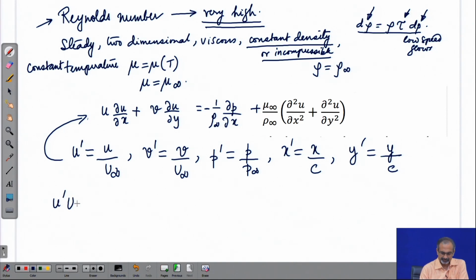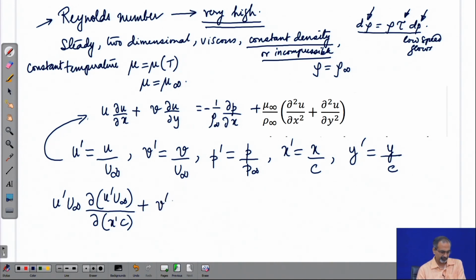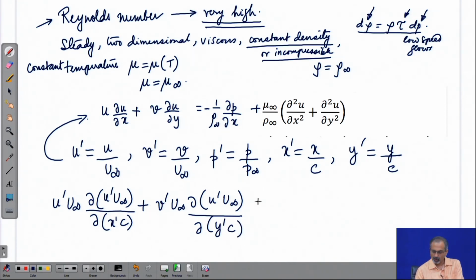You get, so every term has to be rewritten carefully in terms of the non-dimensional values, term by term you have to carefully do it. And you should all be doing it at home, so that you gain confidence and you gain the practice for doing it independently.